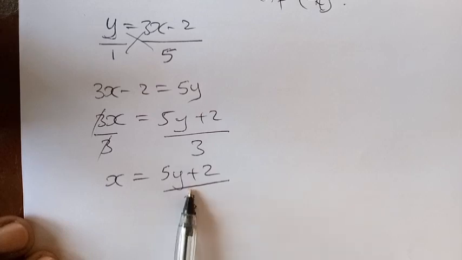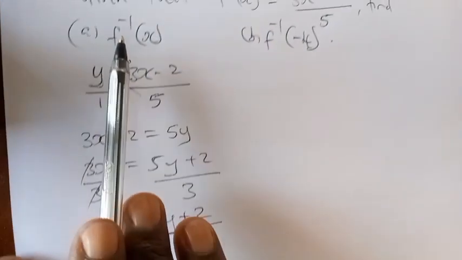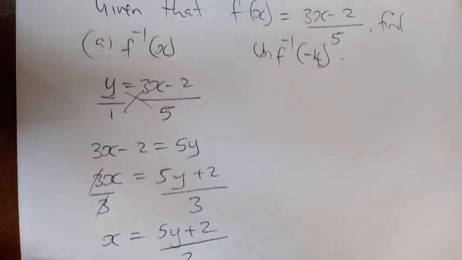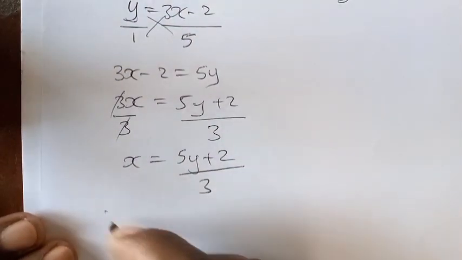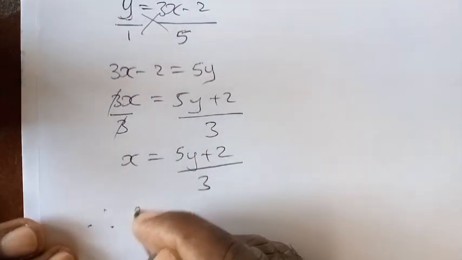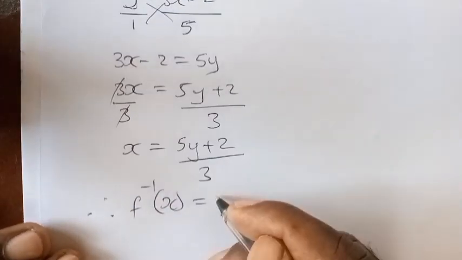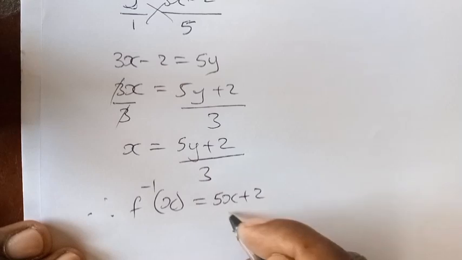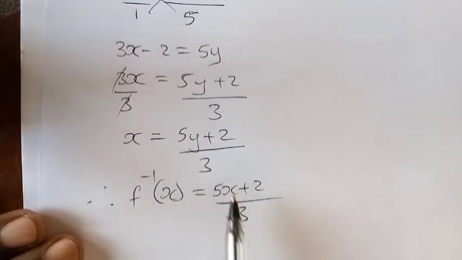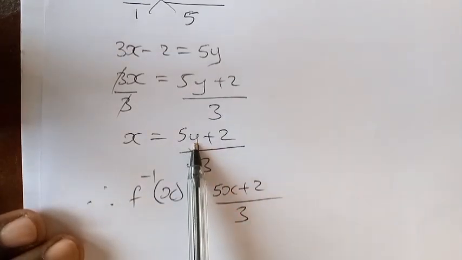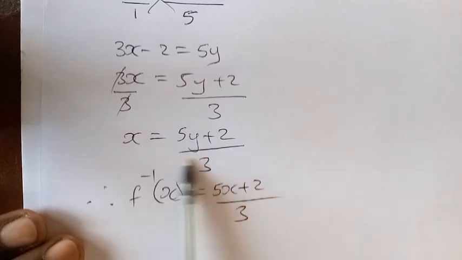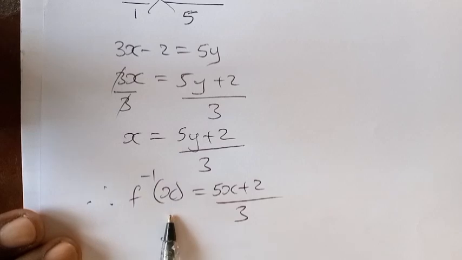Therefore, this is what becomes the function f inverse of x. So this is how we write it. We say therefore the function f inverse of x is equal to 5x plus 2, everything divided by 3. So where there's letter y, that is where we are going to put our x in our final answer. So this becomes the function f inverse of x.